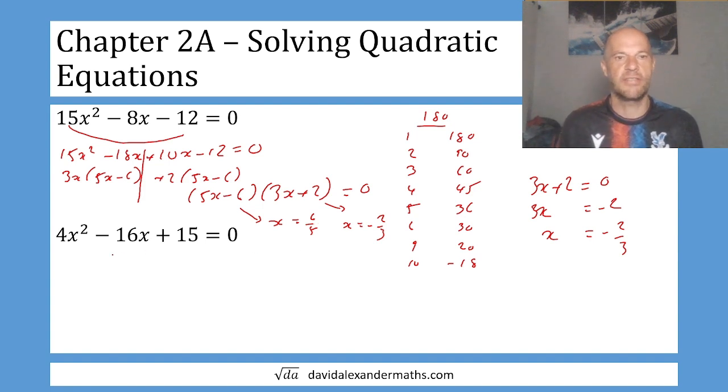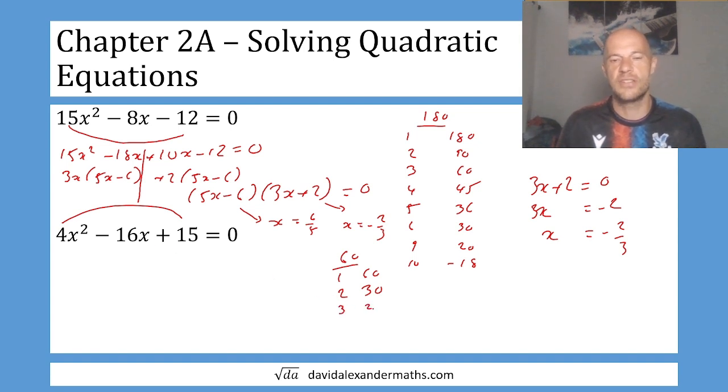Okay, so here is another example. The only difficulty with these ones is just trying to factorise it. So 4 times 15 is 60. So I'm looking for factors of 60, 1 and 60, 2 and 30. And I'm looking for factors that will somehow give me a 16, or actually a negative 16.